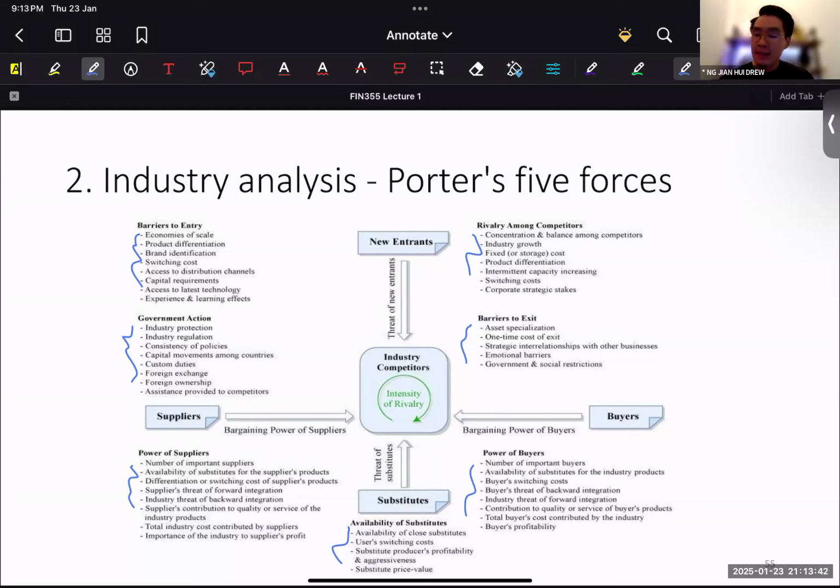What we're trying to teach you are various tools, and these tools can be very extensive, like the Porter's Five. There's a lot of detail, but you need to use your discretion to decide what you really want to focus on. Maybe the product differentiation, maybe the industry regulations. Find out what you want to use in the tools that will help you enhance your valuation at the end of the day.